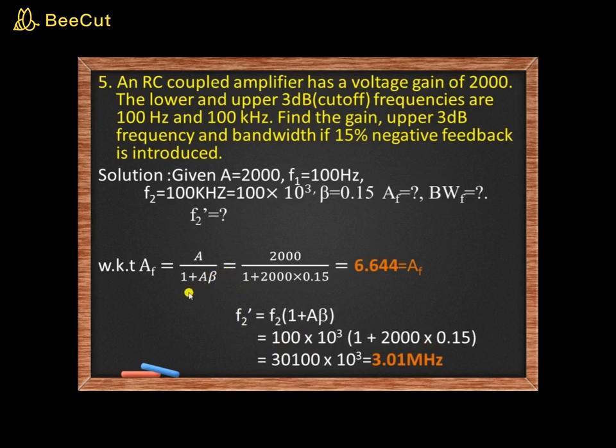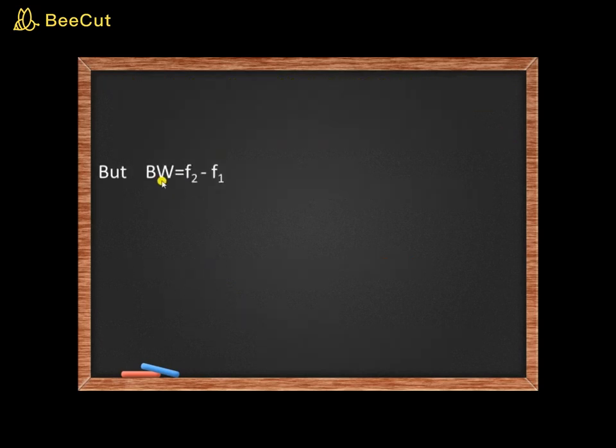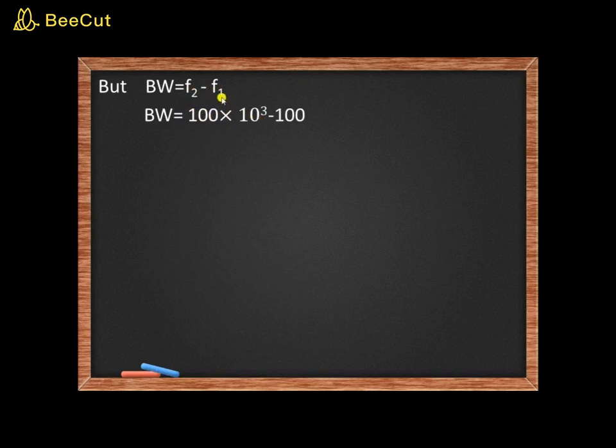Okay, so next, what is the bandwidth of any amplifier? Bandwidth is nothing but upper cutoff frequency minus lower cutoff frequency. So here they are given upper cutoff frequency as 100 kilohertz and lower cutoff frequency as 100 hertz. So 100 into 10 power 3 minus 100, it comes around 1 lakh minus 100, or 99.9 kilohertz.